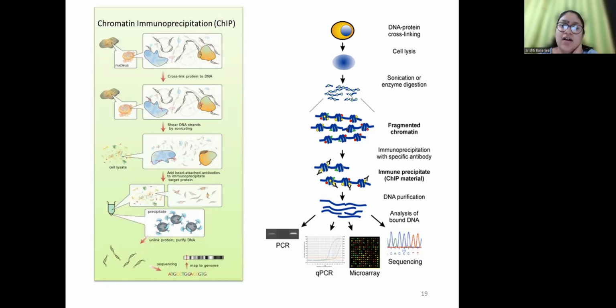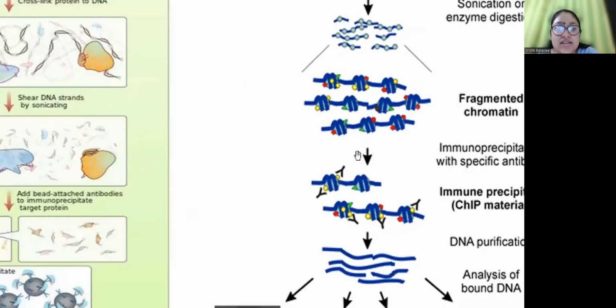We are doing sonication, or shearing, so that the chromatin gets fragmented. Now you see the chromatin is associated with the proteins. This is the fragmented chromatin. Now we are going to precipitate it with the specific antibody. Antibody against what? Against this protein, which is already bound to the chromatin.